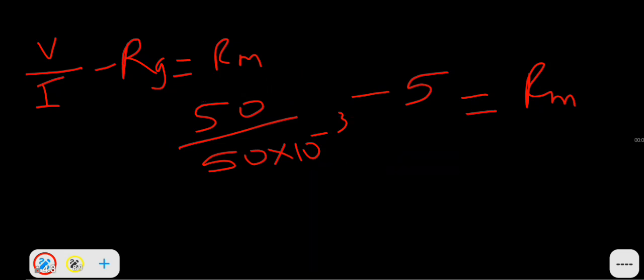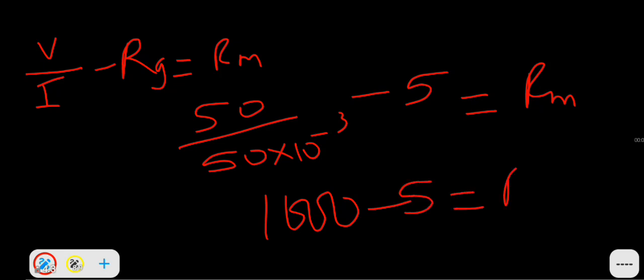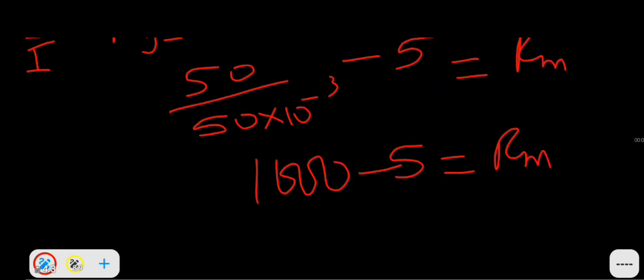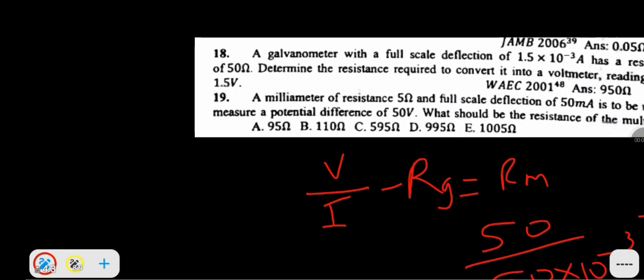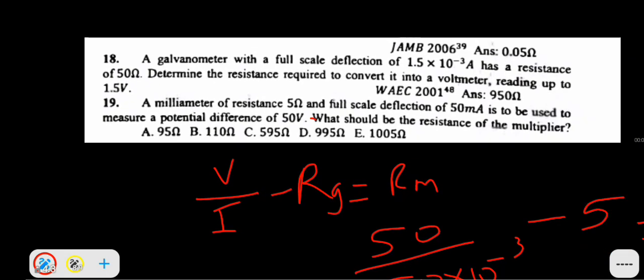If you divide that, you get 1000. So you have 1000 minus 5. That will give you Rm. So if you subtract this, you will get 995. 1000 minus 5 will give you 995 ohms. So that's the value of Rm. It's kind of similar to the one we did earlier. So the answer is option D.